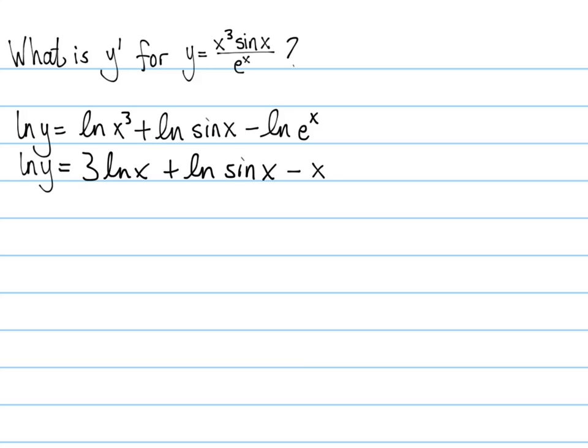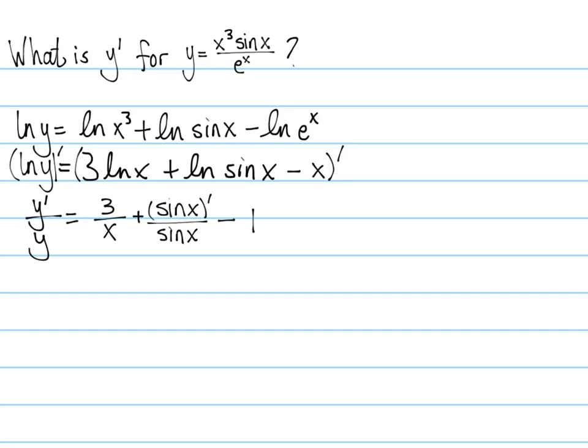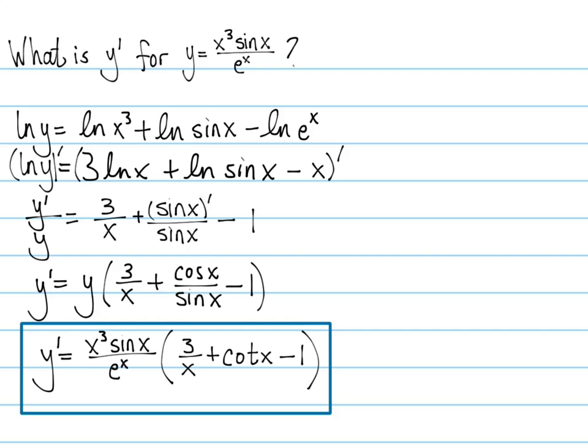And the log of e to the x, since log and e to the x are inverses, we just get x. So when we take the derivative, we get 3 over x plus the derivative of sine over sine minus 1, and that equals y prime over y. So y prime is y times 3 over x plus cosine over sine minus 1. And so we just plug y back in, and we multiply by the thing we just took the derivative of. And I promise you that this was much simpler than using the quotient rule and the product rule and then simplifying. So go ahead, practice taking some derivatives by using logarithmic differentiation, and I'll see you next video.